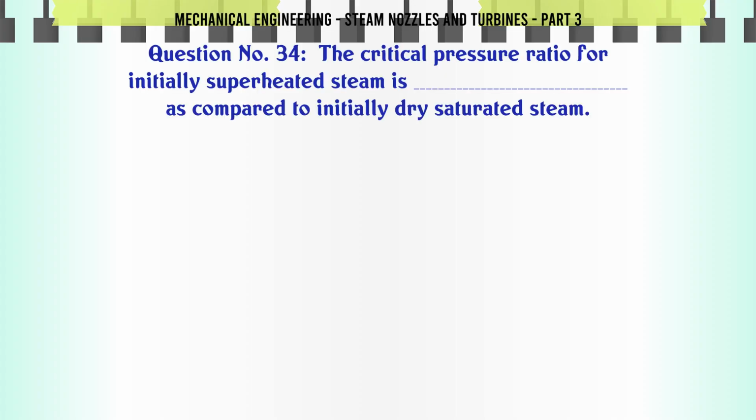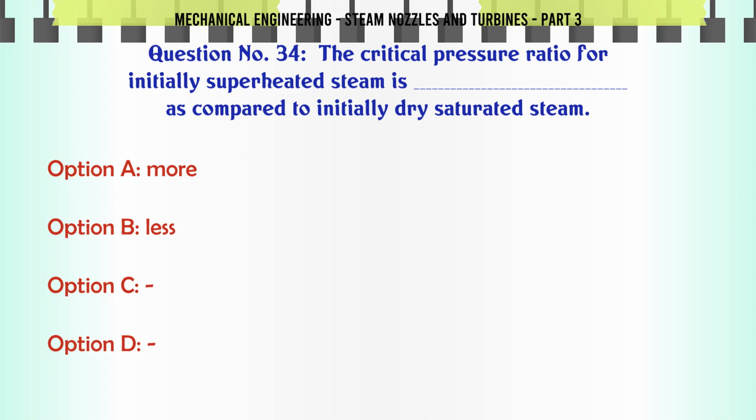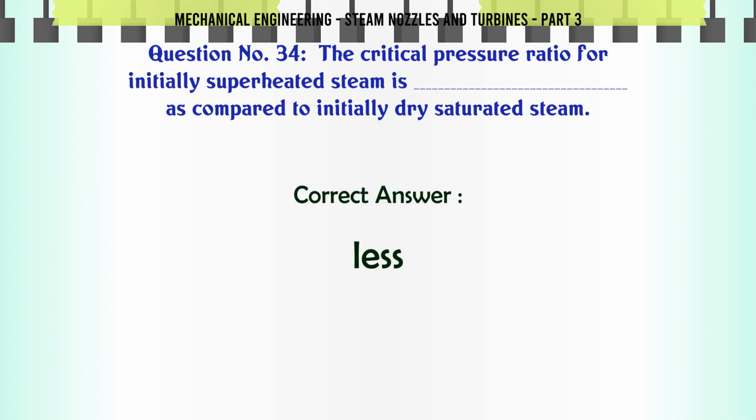The critical pressure ratio for initially superheated steam is what as compared to initially dry saturated steam? A. More. B. Less. The correct answer is less.